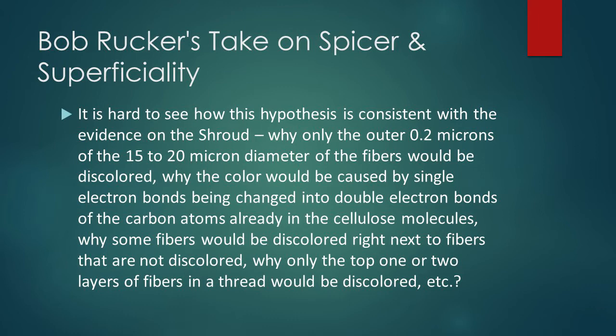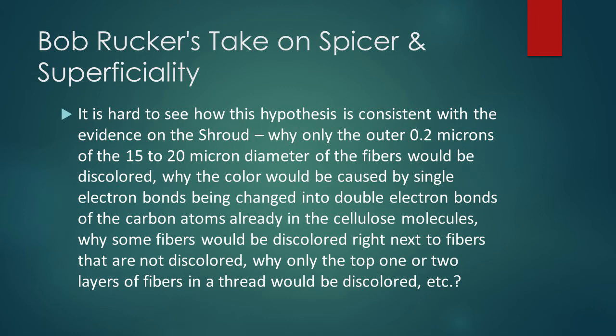The only reason, so here's what Bob Rucker says, quote unquote, "It is hard to see how this hypothesis is consistent with the evidence on the Shroud. Why only the outer 0.2 microns of the 15 to 20 micron diameter of the fibers?" So that's saying he's questioning its ability to be superficial on the level of a fiber. Only that primary cell wall of each fiber would be discolored. Why the color would be caused by single electron bonds being charged into double electron bonds of the carbon atoms already in the cellulose molecules?